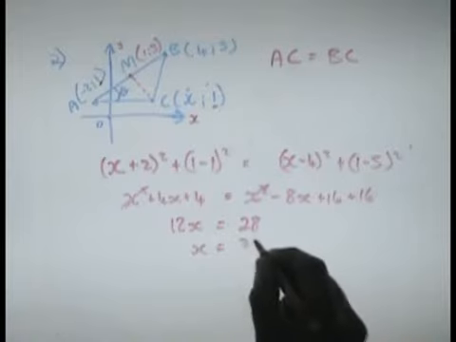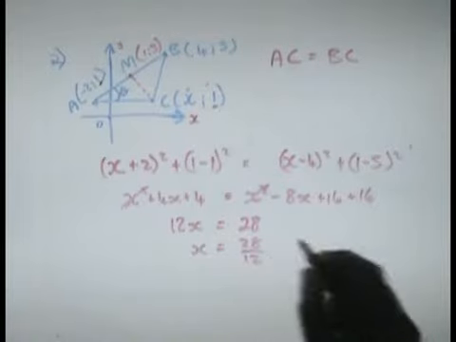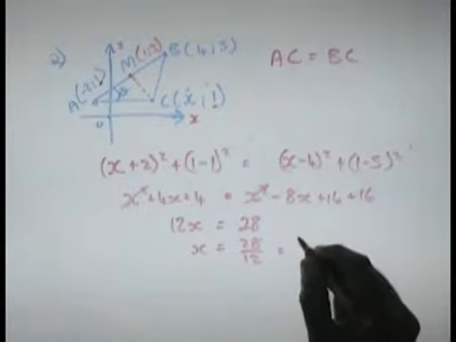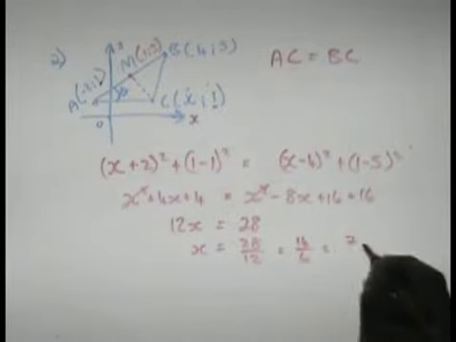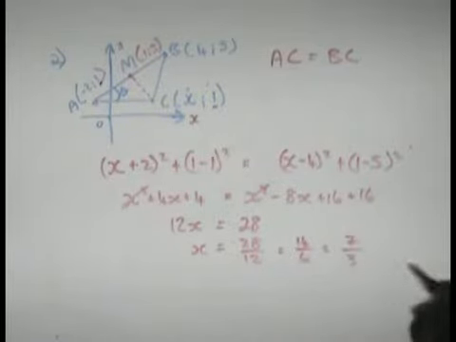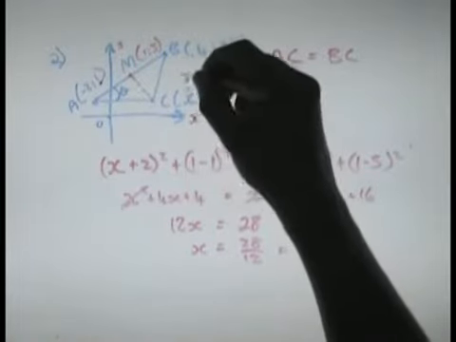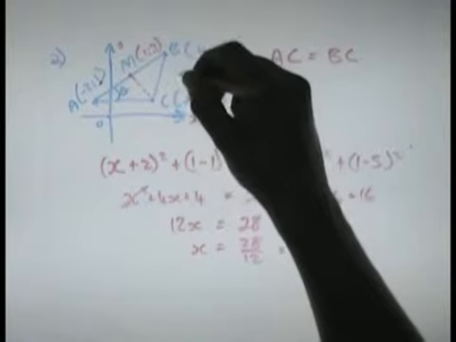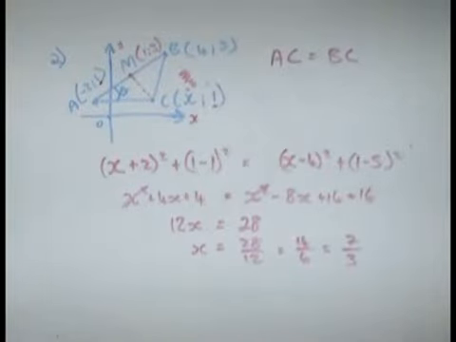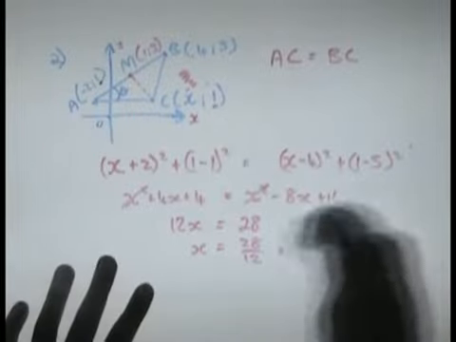That means that x is equal to 28 over 12, which is the same as 14 over 6, which is 7 over 3. Leave it as 7 over 3. Now we've got enough information to calculate the distance CM.